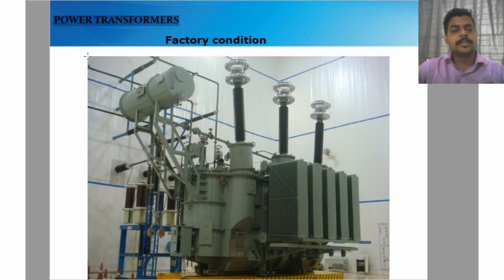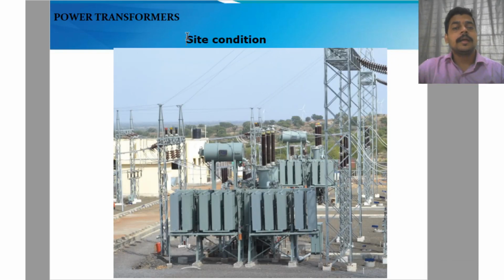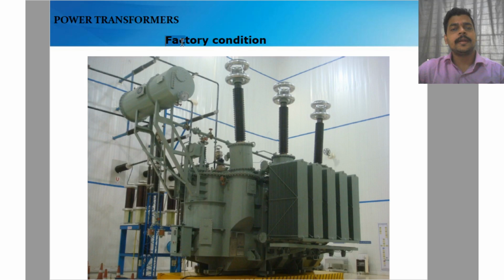This is a picture I have taken from the internet, and it represents the structure of a power transformer. This is a factory condition, you can say. You can see there are bushings. This is a 3-phase power transformer. You can see this is a conservator, and this is the base area. We use this transformer inside the switchyard or the substation. This is the power transformer's condition at the factory.